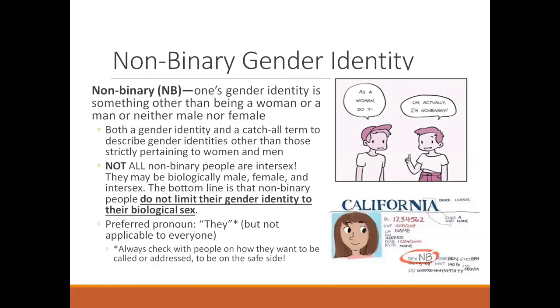Okay. Another gender identity is what you would call non-binary gender identity, or NB for short. It pertains to a gender identity that's something other than being a woman or being a man, or being neither male nor female.